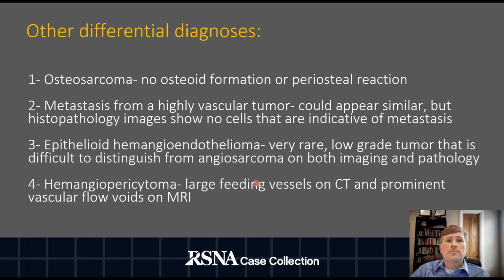Other differential diagnoses to consider are an osteosarcoma, but there was no osteoid formation or periosteal reaction. Metastasis from highly vascular neoplasm such as renal cell carcinoma could have a similar appearance, but there were no cells on the histopathology images that were indicative of metastasis. An epithelioid hemangioendothelioma is a very rare low-grade tumor that appears very similar to angiosarcoma on both imaging and pathology, and hemangiopericytoma, which more commonly has large feeding vessels on CT and prominent vascular flow voids on MRI.